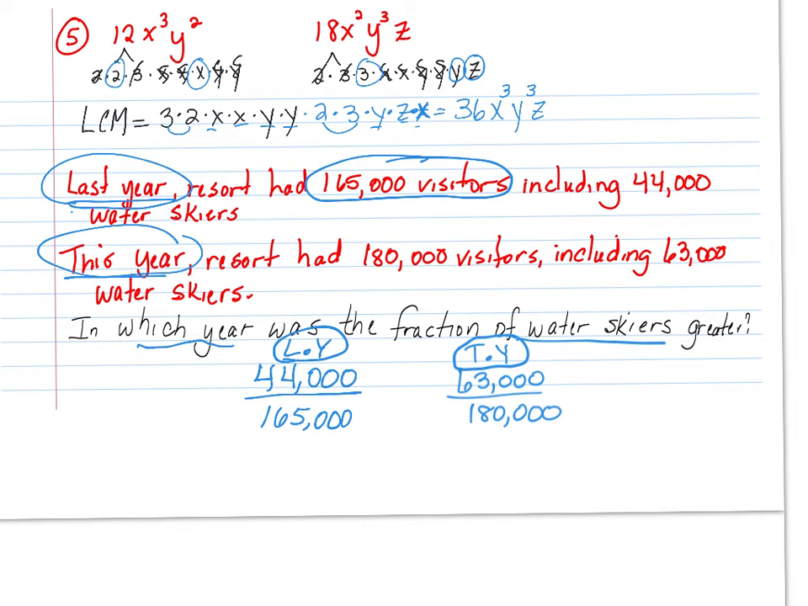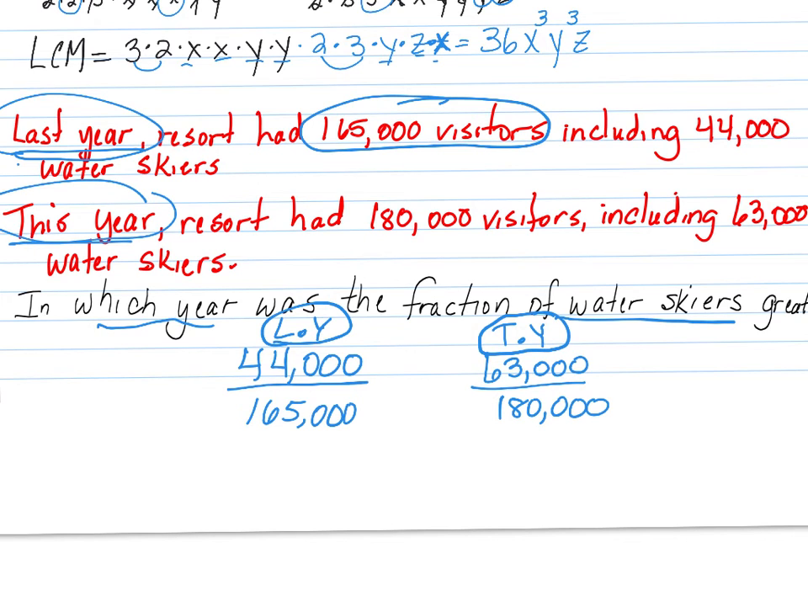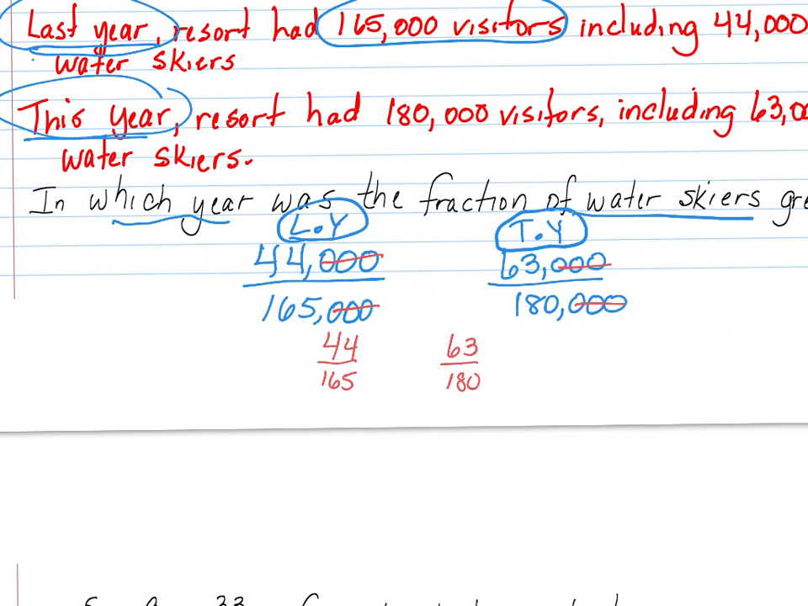We have to compare these. Well, you want to make your life a lot easier? Mark off these zeros and those zeros and those zeros and those zeros. So we're really comparing 44 over 165 to 63 over 180. Okay? Now we could get a common denominator, but who wants to do that? Not me either. What are we going to make? A heart. Aw, so pretty.